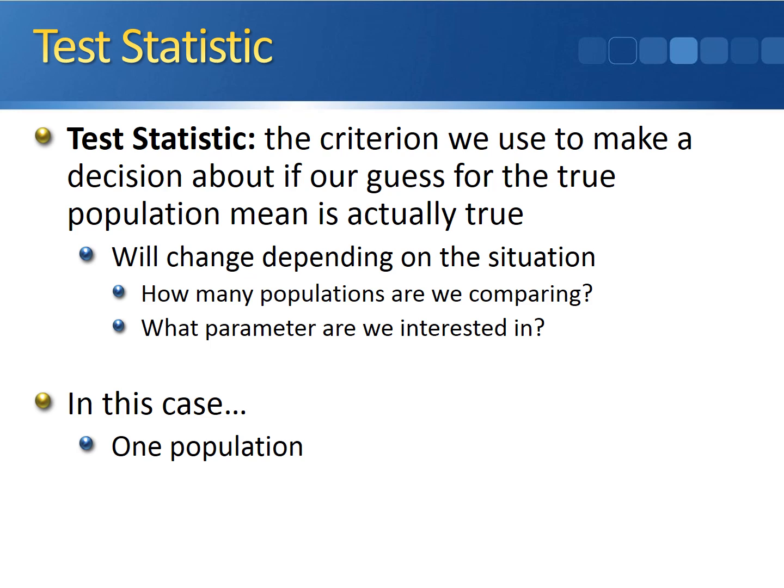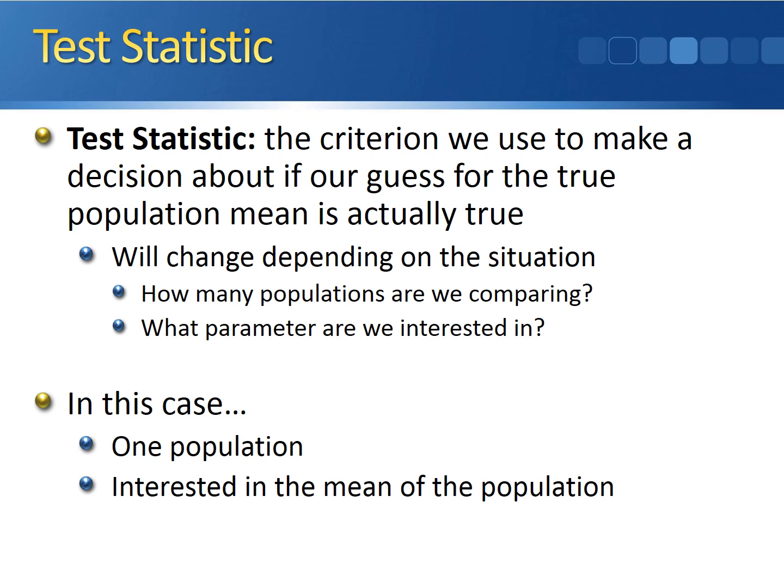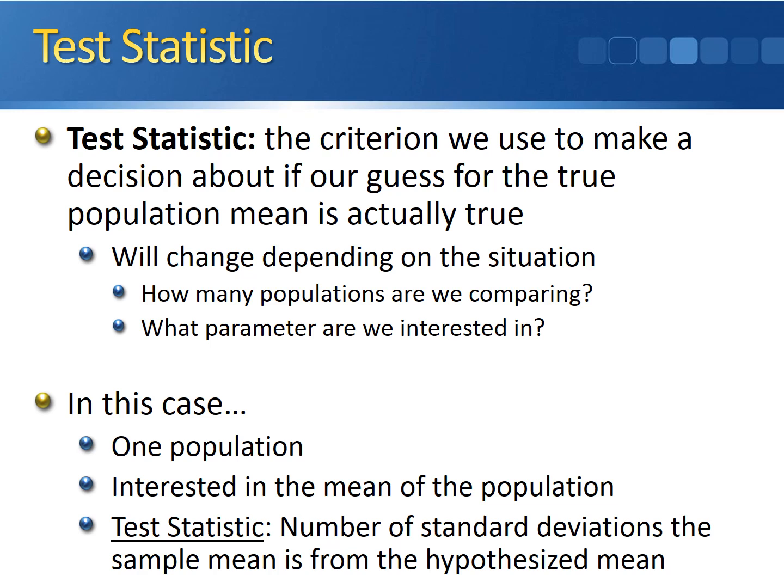In this particular case, we have one population, and we're interested in the mean of that population. Our population is the 500 students who are in this class, and we're interested in the mean exam score for these 500 students. So in this case, our test statistic is going to be the number of standard deviations that the sample mean is from the hypothesized mean. How many standard deviations is 74 from 80?